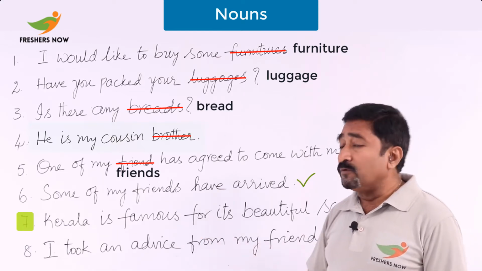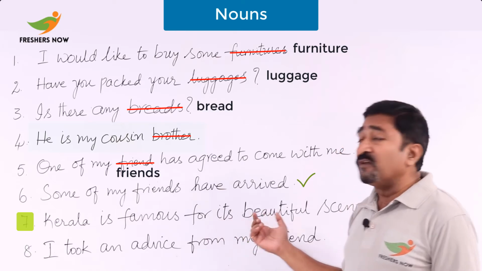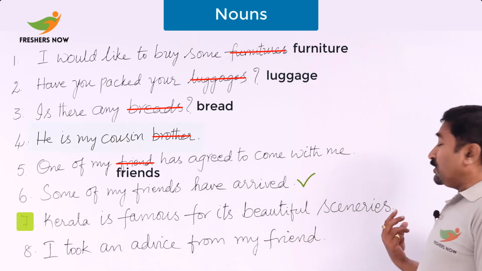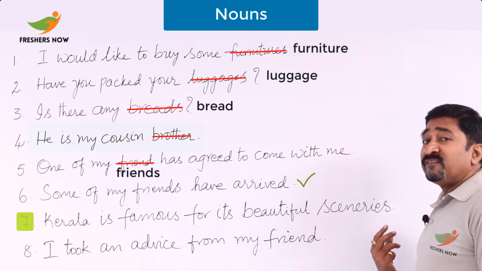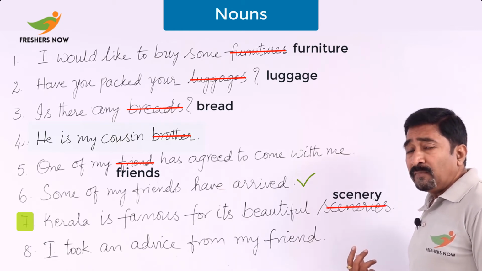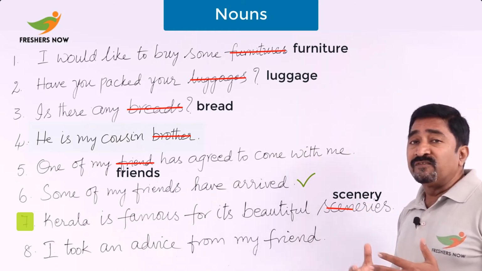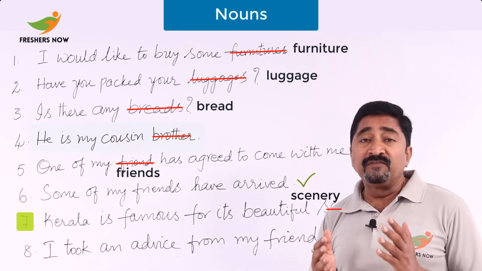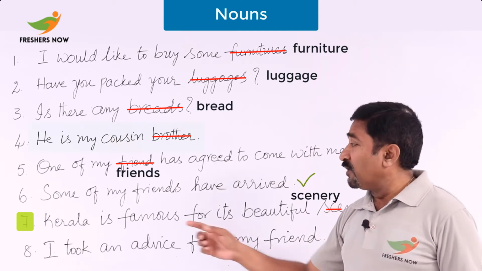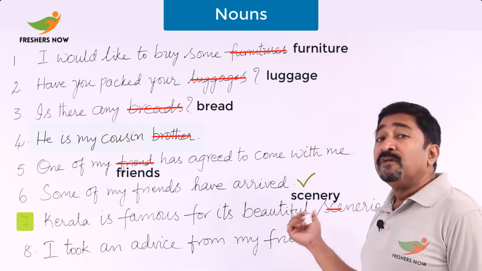Now let's see the next one. Kerala is famous for its beautiful sceneries, but you should not say sceneries. If you should say that, it's a group of scenes, and so it should be said scenery. It is only scenery. So, Kerala is famous for its beautiful scenery.